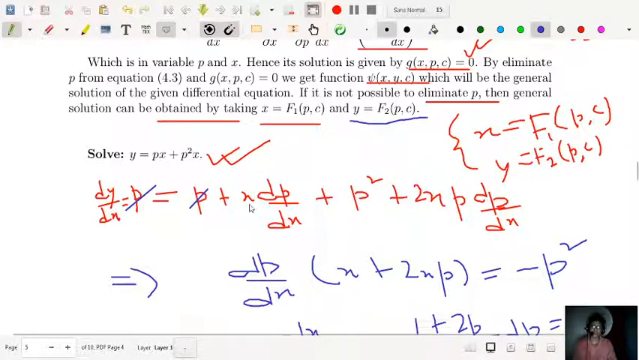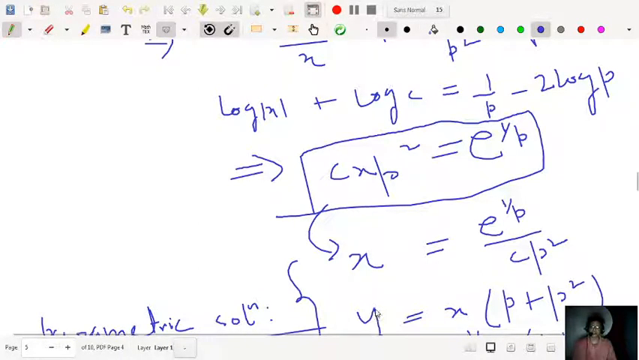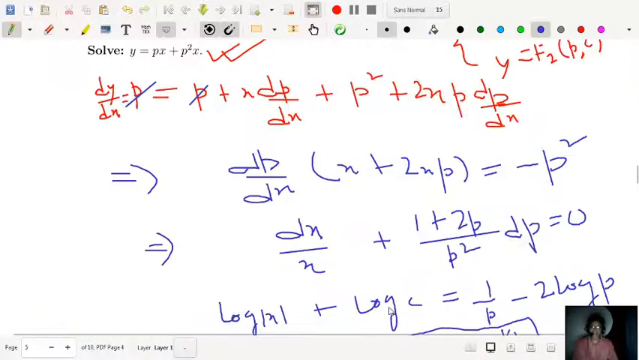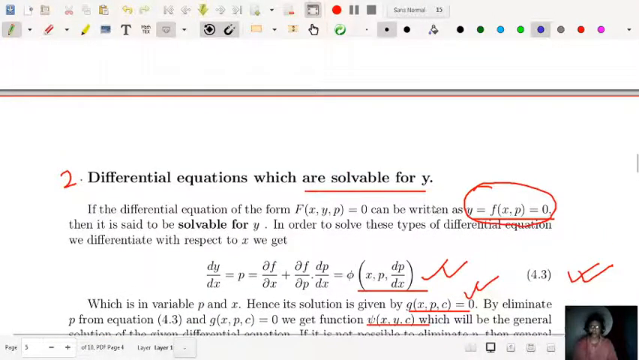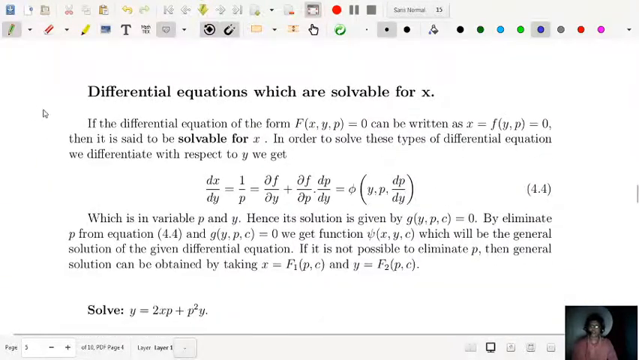If your equation is y explicitly in terms of x and p, then you can differentiate and get the solution like this. So first you will try solvable for p, then second you try solvable for y. Similarly you can try solvable for x. So next is solvable for x, number 3. How will you do that?